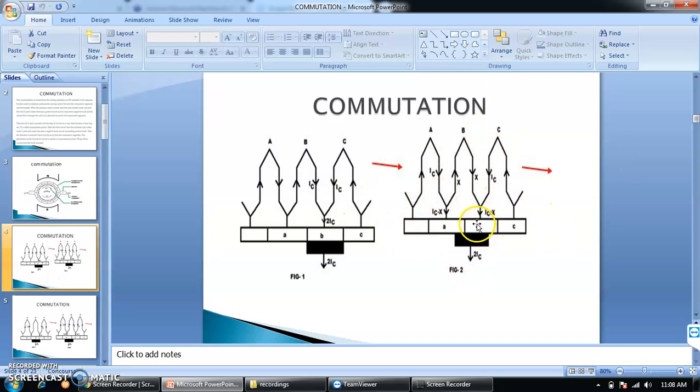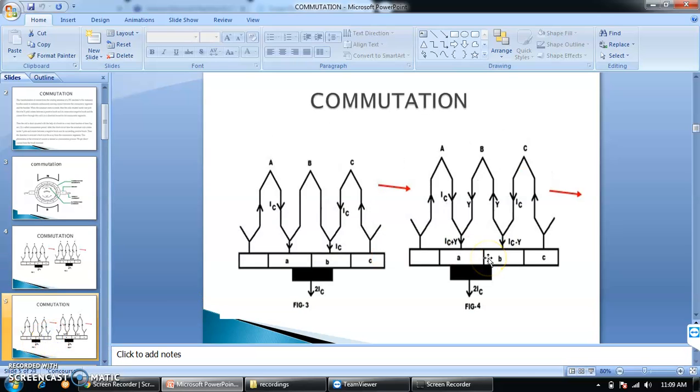In the second diagram, the carbon brush was covering 75% of B and only 25% of A. Now here in diagram 4, it is just the reverse, meaning it is covering only 1/4 of B and 3/4 of A. As a result, you can see the reverse case is happening. Previously it was IC into X fraction. Here we are considering Y fraction, which will be 1/4, and similarly 3/4.